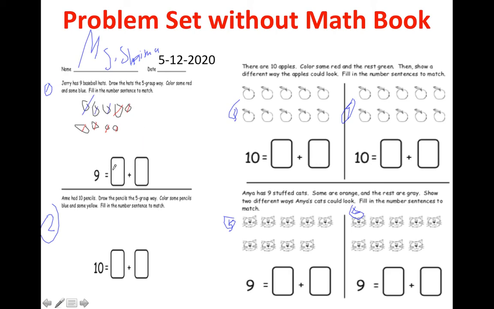Now it's just a matter of filling out my number sentence. 9 equals how many red? I have 1, 2, 3, 4, 5, 6 red. I have 6 red, and how many blue? I have 3 blue hats. So I know 9 equals 6 plus 3. And I need you to do the rest of it by yourself. Please make sure to check your work.